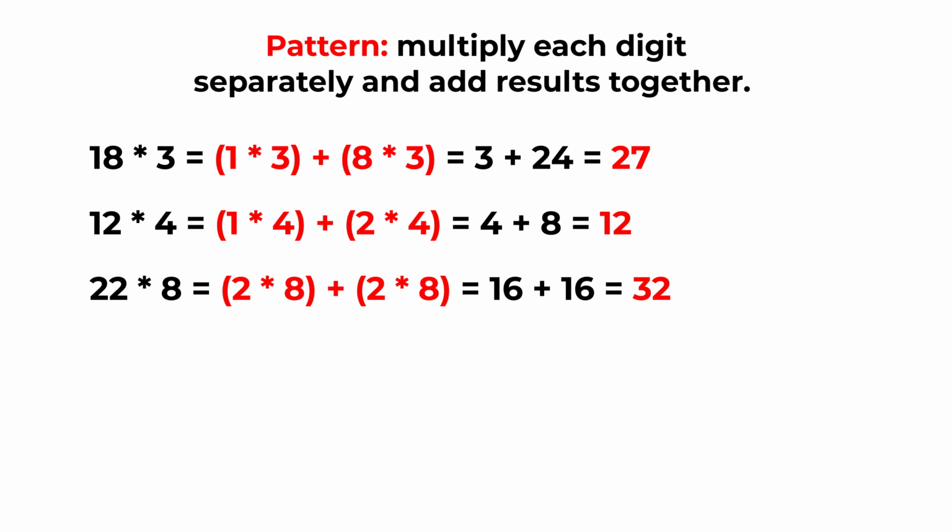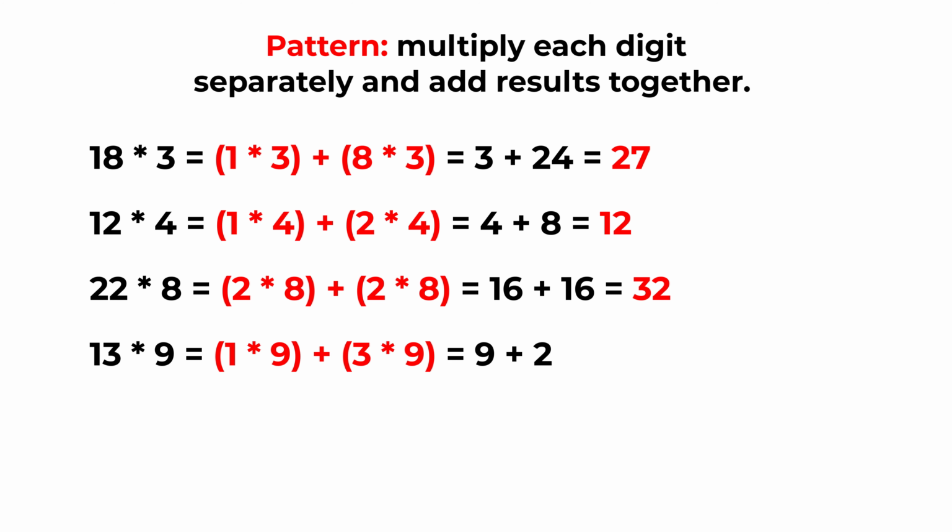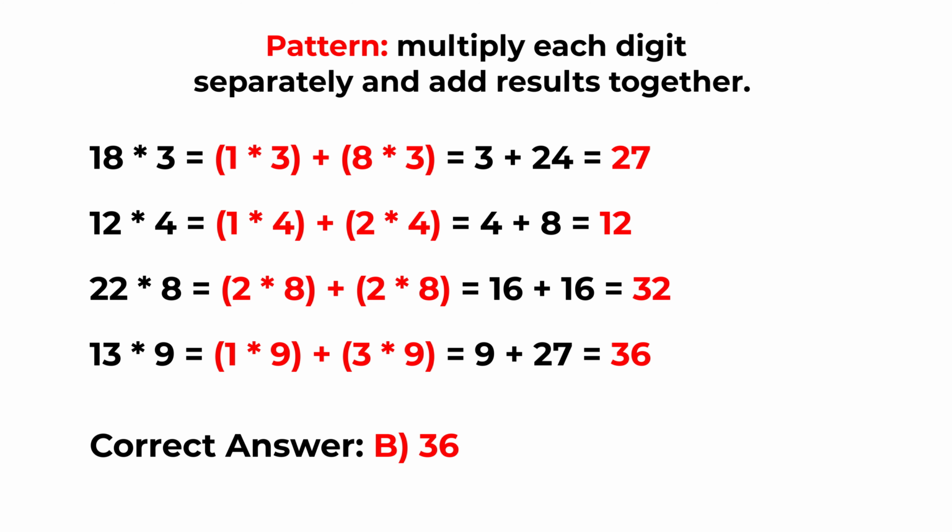So to calculate the answer of 13 multiplied by 9, we would need to multiply 1 by 9 in parentheses and add to 3 by 9 in parentheses, which would be the sum of 9 and 27, and the end result would be equal to 36. So the correct answer here is choice B, 36.